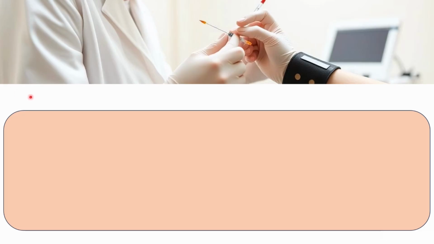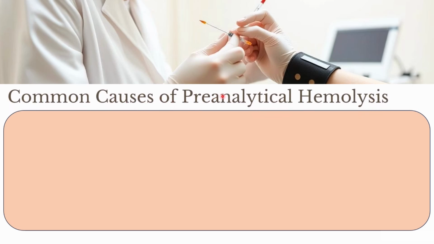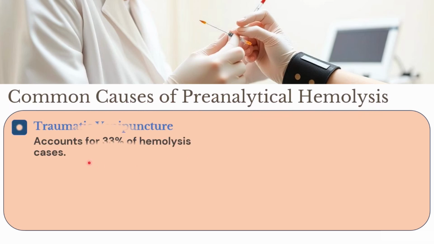Now, what are the causes of pre-analytical hemolysis? First important cause is traumatic venipuncture. What that means is when we are withdrawing the sample, if there is trauma to the vein due to the incorrect angle of withdrawing the sample, then there is a chance of hemolysis, and this is accounting for 33% of the hemolysis cases.